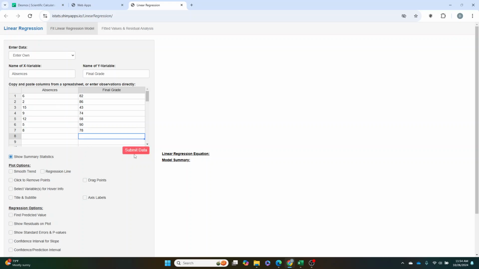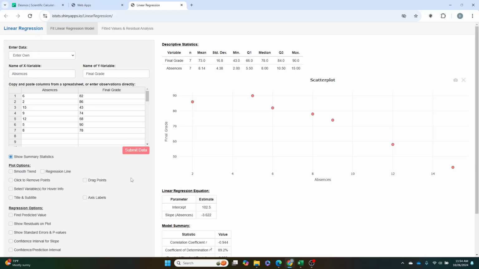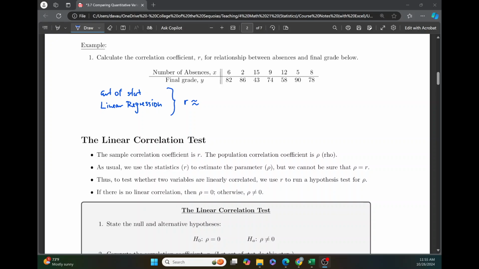And then hit Submit Data, and it'll actually give you a nice little scatter plot there, which is pretty nice. You can see the correlation coefficient here in the model summary at the bottom of the page, right? Our correlation coefficient R, in this case, is about negative 0.944. And that's that. So let's write it down. So R is approximately negative 0.944. Okay, and that's all there is to it.